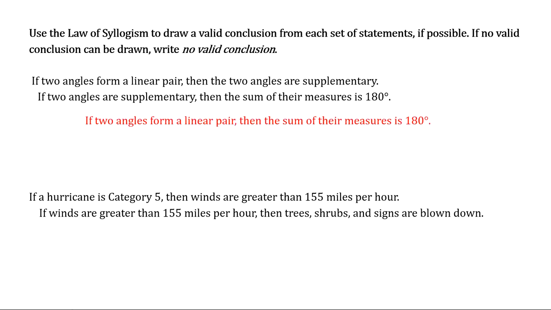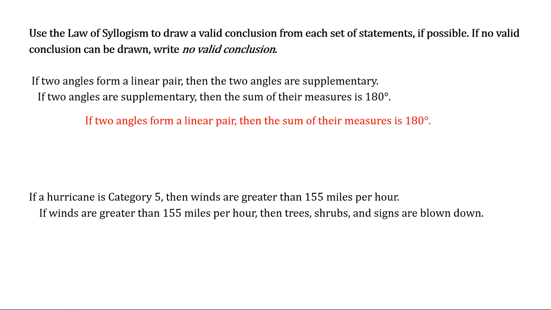Okay, here we got if two angles form a linear pair, then the sum of the measures is 180 degrees. Think back to what linear pairs are. They're adjacent angles that share a common side. The other sides, the non-common sides, are opposite rays. So they form a line, so they're going to have to add up to 180 degrees.